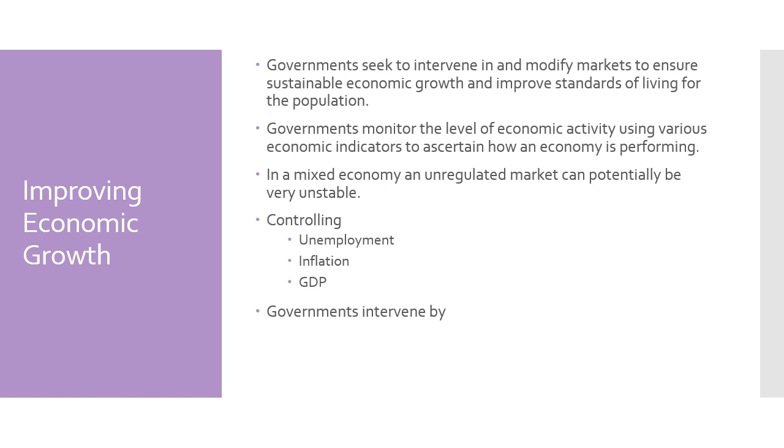So, how do governments intervene? Pause the video and answer the question in the forum. Some of the ways governments can intervene is using fiscal policy, changing taxation levels, changing the amount of government spending, because obviously the more the government spends, the more economic growth will increase. Same with reducing taxes. The more we reduce taxes, the more disposable income people have, and therefore being able to improve economic growth.